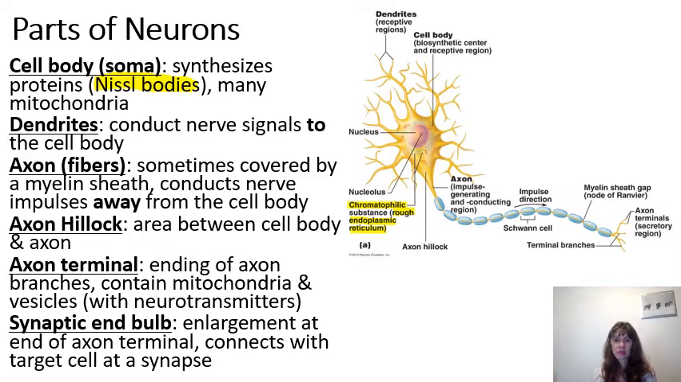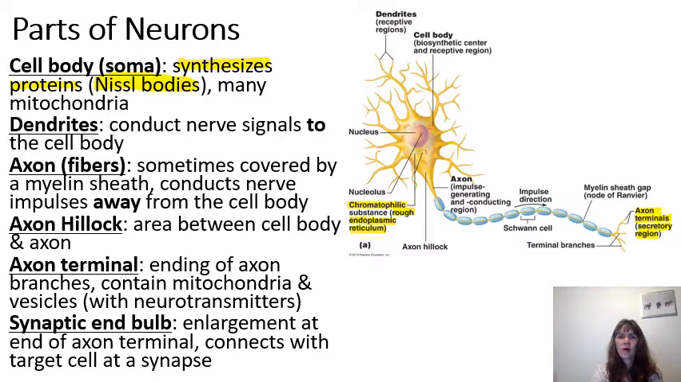Remember that the purpose of rough endoplasmic reticulum is to synthesize or produce proteins for use outside of the cell or for incorporation in the membrane of the cell. In the case of neurons, these proteins will act as neurotransmitters to be exported out of the cell at the axon terminal, where the secretory region exists, to secrete these neurotransmitter proteins by way of exocytosis.